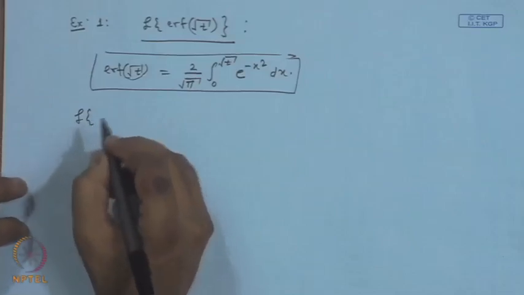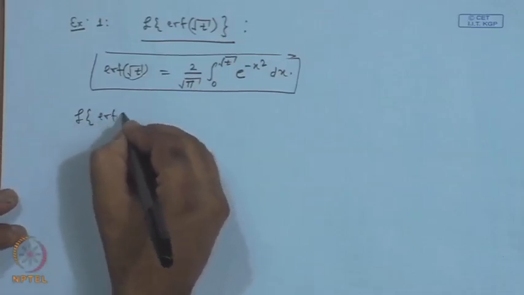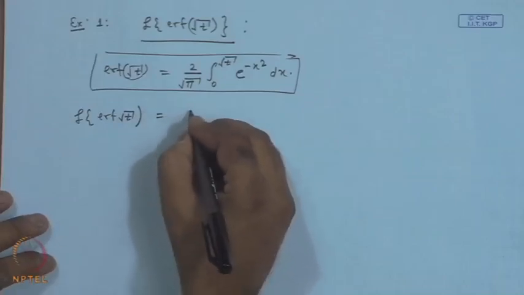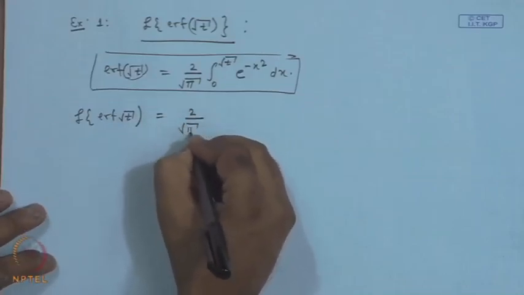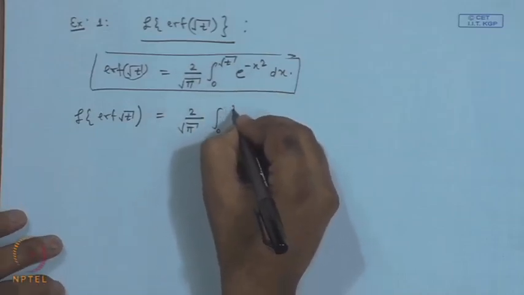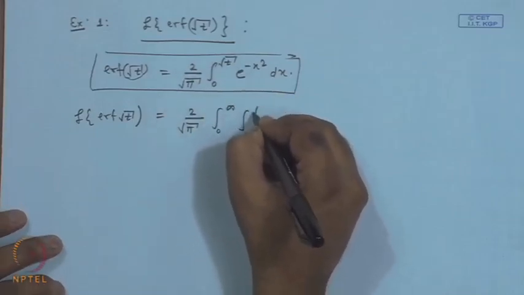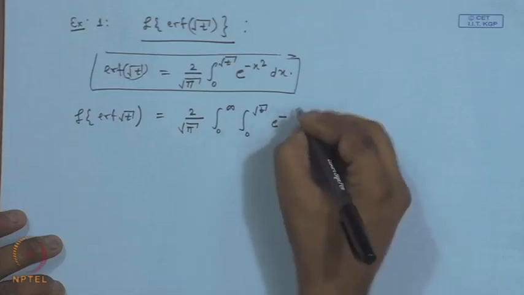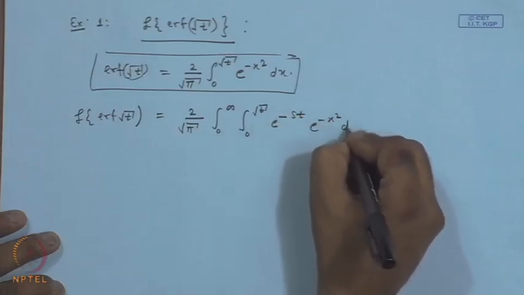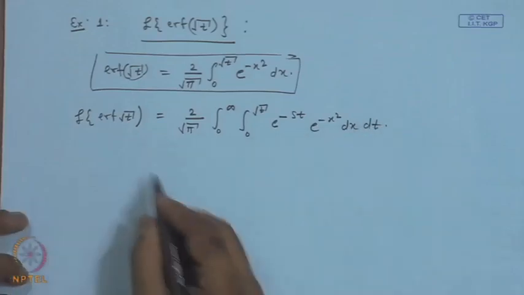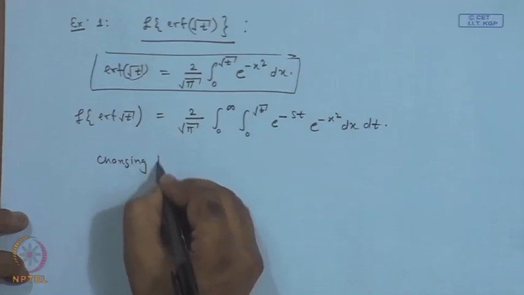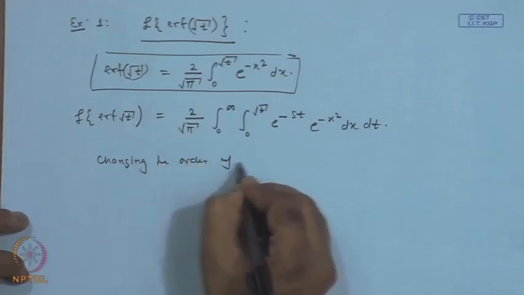Now, if you want to take the Laplace transform of this error function, we apply the definition. The 2 over square root pi factor will come out. We have the integral from 0 to infinity, and inside it the integral from 0 to square root t, with e power minus s t from the Laplace kernel, e power minus x square, dx dt. Now, we need to change the order of integration.